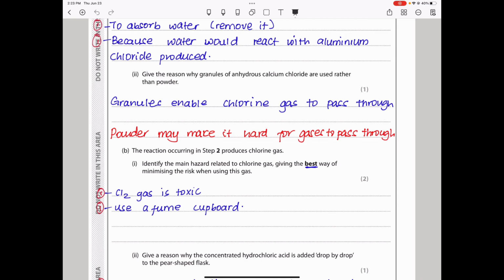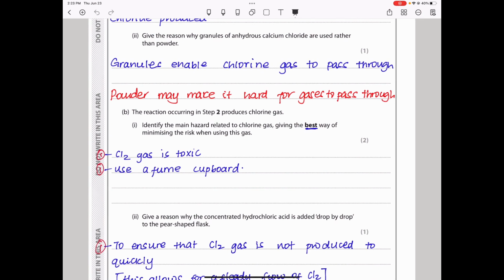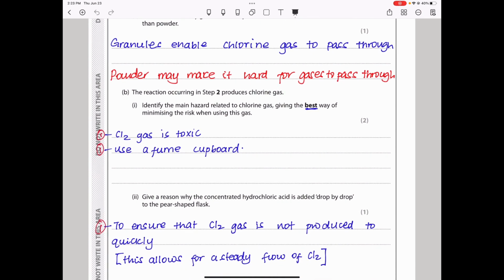So here B says the reaction occurring in step 2 produces chlorine gas. Identify the main hazard related to chlorine gas, giving the best way to minimize the risk when using it. Chlorine gas is highly toxic. So when we're experimenting with it, you have to use a fume cupboard to prevent contaminating the lab environment or even you breathing in those fumes as you do the experiment.